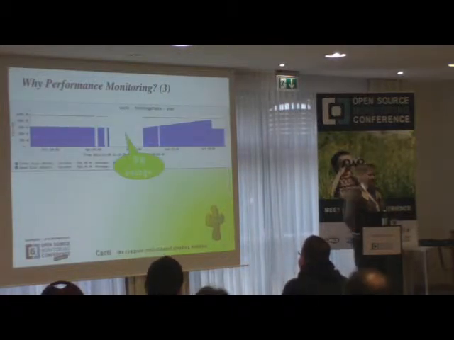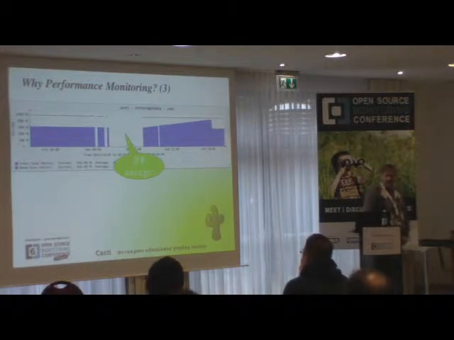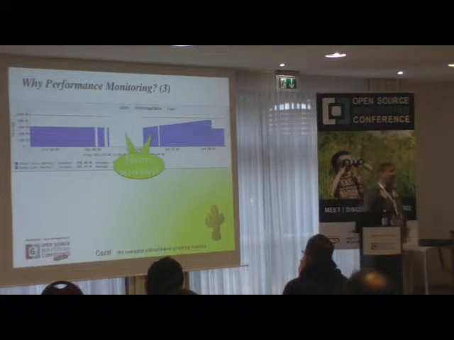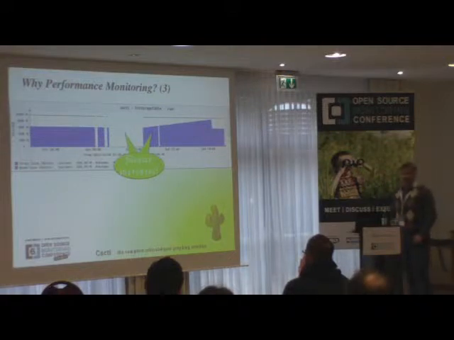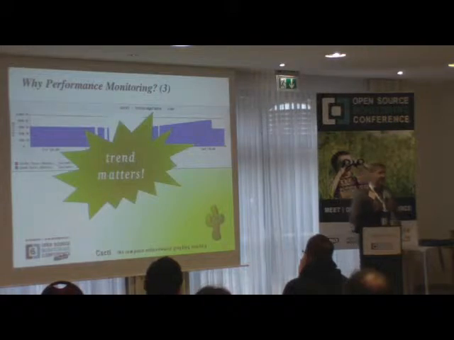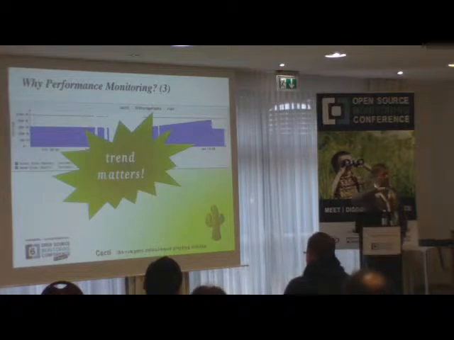Let's have another example. This is a very recent example of the Cacti system itself. There was a DB outage at some point in time, and this DB outage was tackled. It was a fault, and the fault was tackled. But as a result of the fault, the file size of the MySQL log increased, and this was not seen very early. So what tells you that trend matters. It's not always good to know what is happening at the time, but whether it is increasing or decreasing.